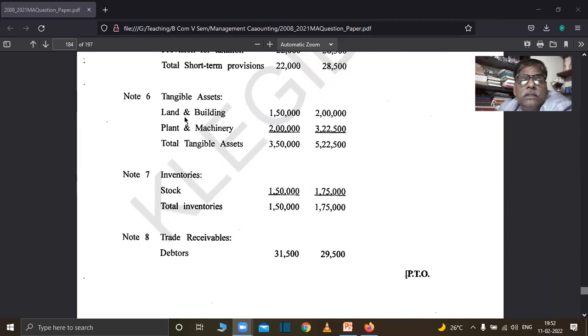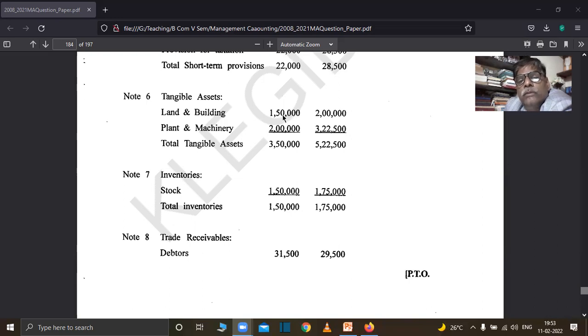Tangible asset, fixed asset. Land and building. You see here 1 lakh 50, 2 lakh. 50,000 increase is there. What is the reason for this 50,000 increase? Whenever you purchase it, there is an increase. If there is adjustment, you go through the adjustment.